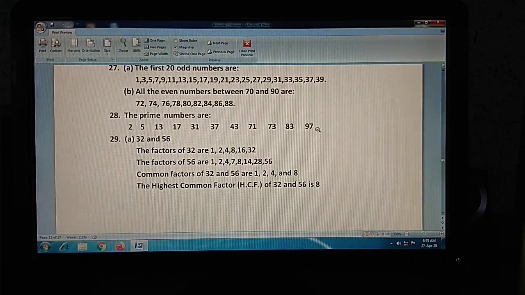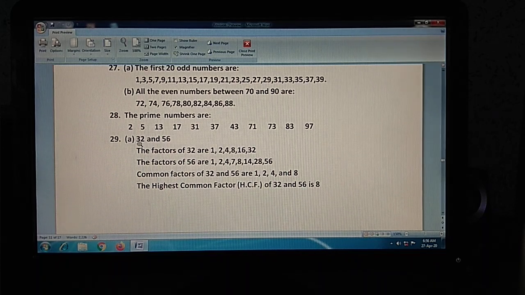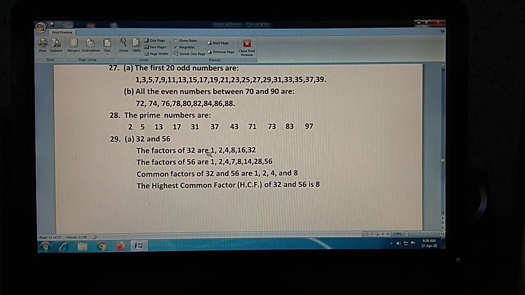Now moving on, we have to find out the HCF. The full form of HCF is highest common factor. There are different techniques for finding the HCF, but here I have done the easiest one. So first let us find the factors. The factors of 32 are this. We have already discussed what factors are in the earlier questions.